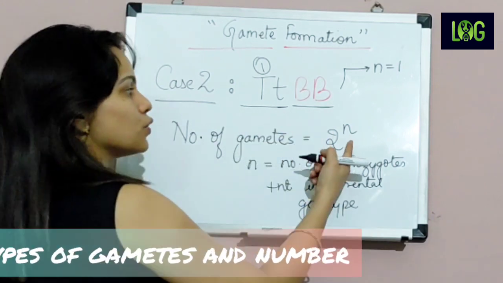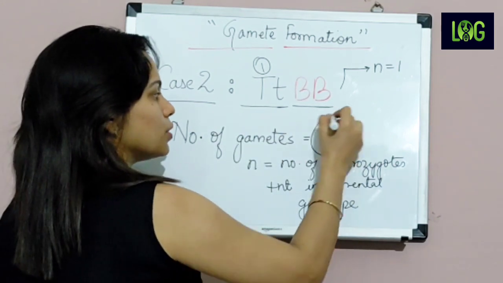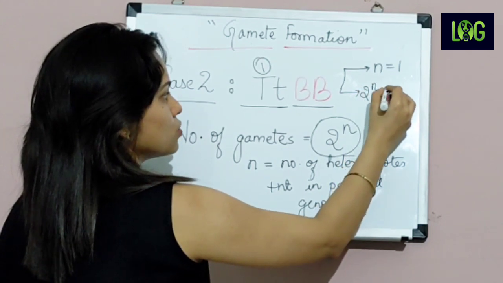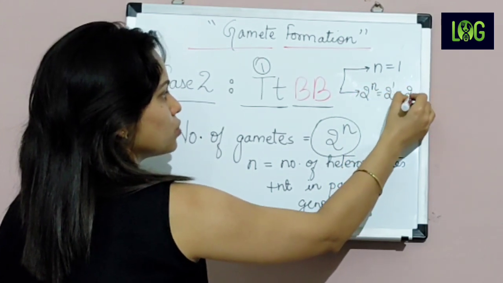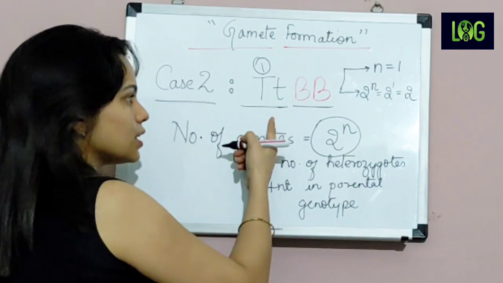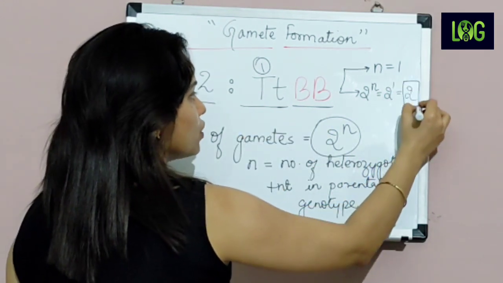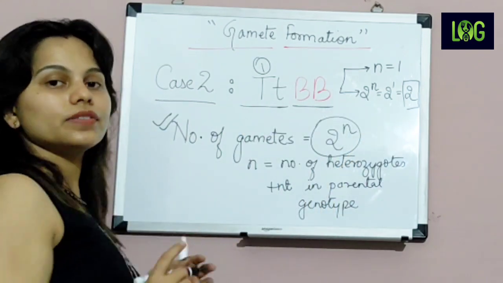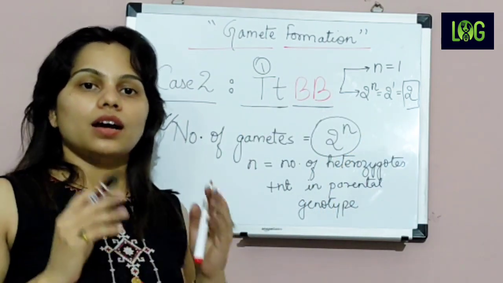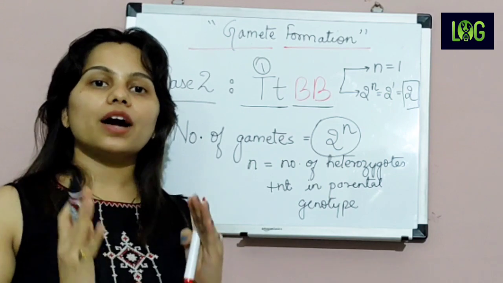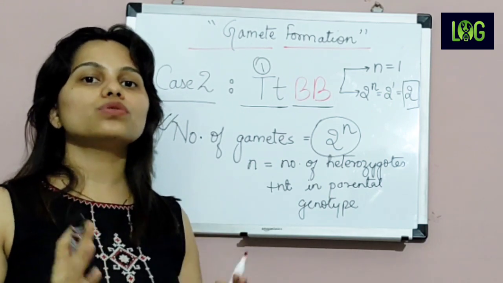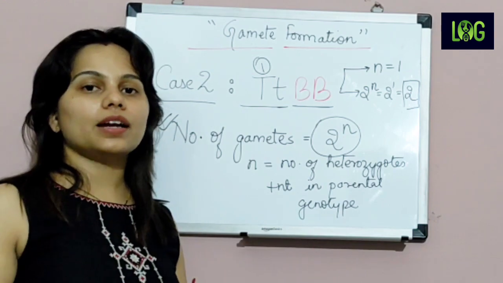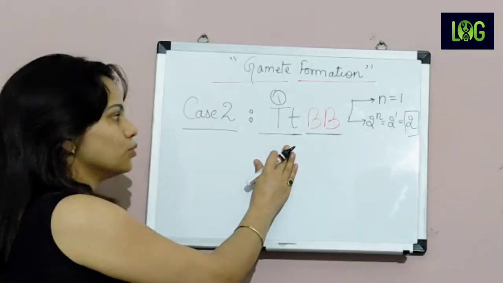If you put the value in this formula, 2 raised to the power n, that is 2 raised to the power 1, is equal to 2. So in this case, we are going to have 2 gametes. The number of gametes is going to be 2. This will help you confirm that you only have to form 2 types of gametes in this condition. Now let's understand how to form those 2.